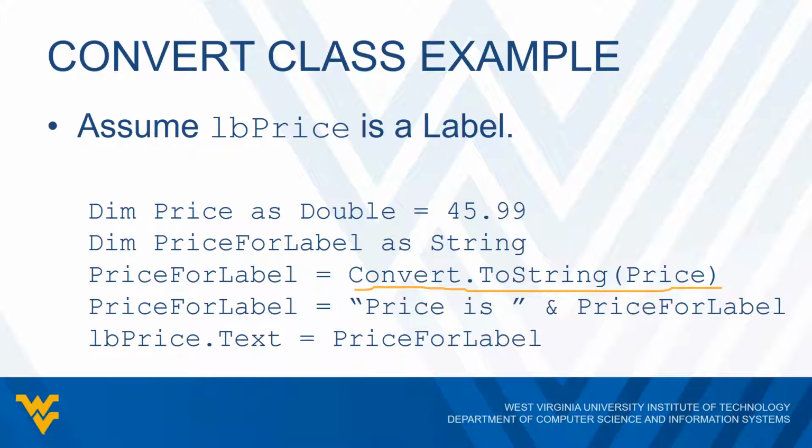Now let's look at the next line. We see that we're going to actually concatenate a string in front of it. So that's what we're doing right here. Remember, this ampersand sign allows us to concatenate strings together. So we have the string "Price is " with a space, and then we're going to concatenate the string 45.99. That's going to be stored in priceForLabel. So now we have that complete string. And then our last line is going to take "Price is 45.99" as a string and store it in the Text property for lblPrice. So now the text for lblPrice in our application would be "Price is 45.99".